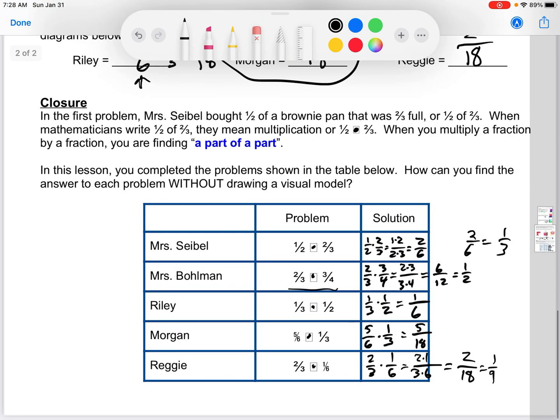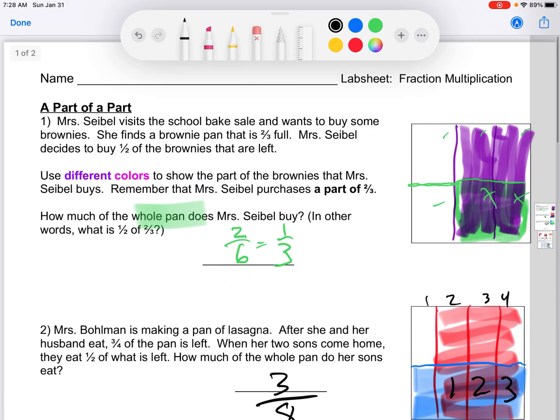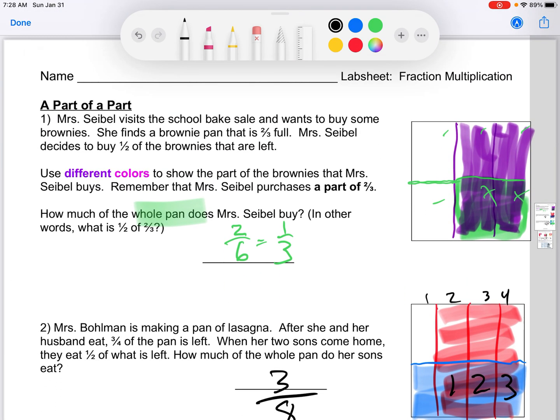Okay? If you have any other questions, please let me know. Today is all about fraction multiplication.